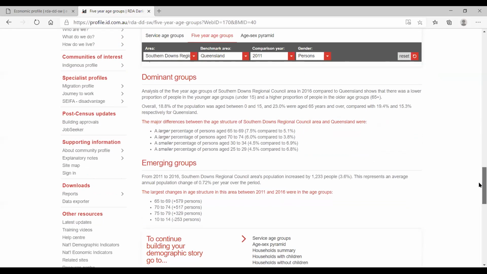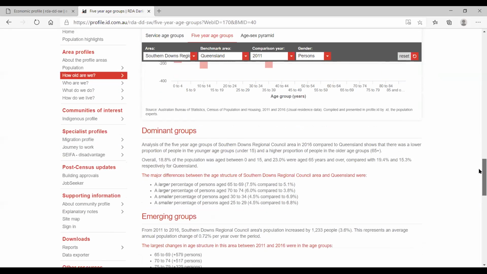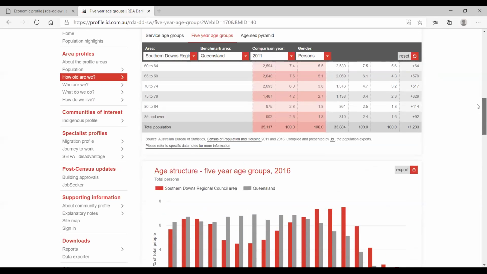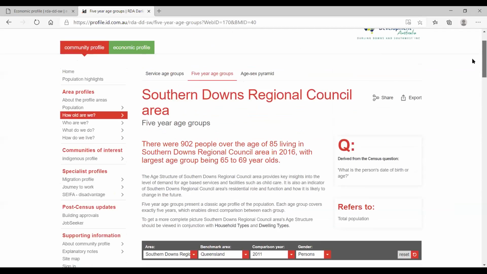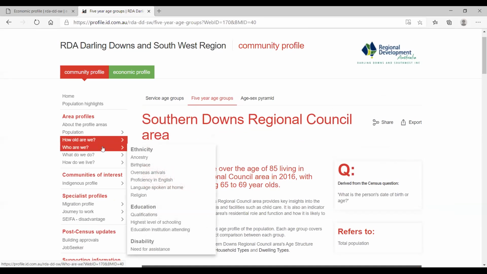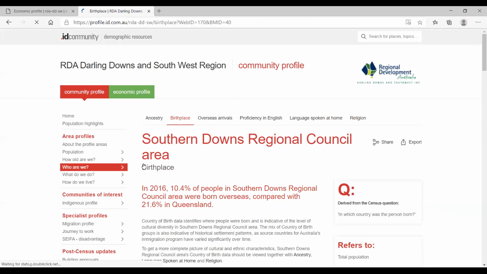When we come down, we've got our dominant and emerging groups analysis. You can use any of that written information as you feel, okay? So that's my dominant and emerging groups. That's my age profile. The next thing I normally look at is my birthplace. So one of the things that councils do is they hand out disaster management information, rates information, information about your dogs, all of this sort of thing.